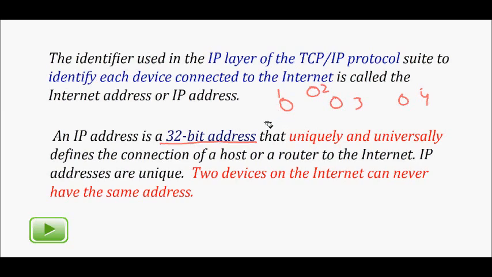Similarly, on the internet you have many machines, and to uniquely identify each machine we give a 32-bit number to them, which is unique and universal. Two devices on the internet can never have the same address. If we want to send a packet to one of them and two computers have the same IP address, there will be ambiguity about which to send it to, and we don't want that.